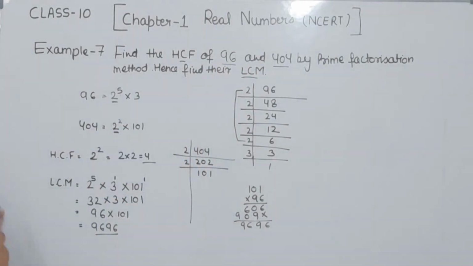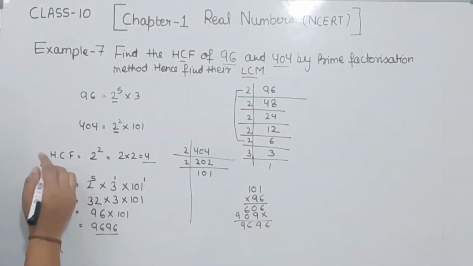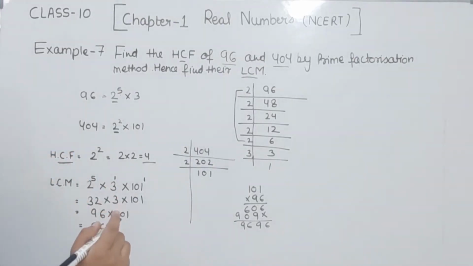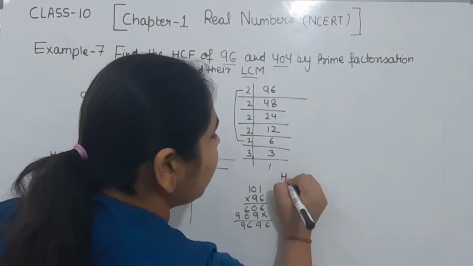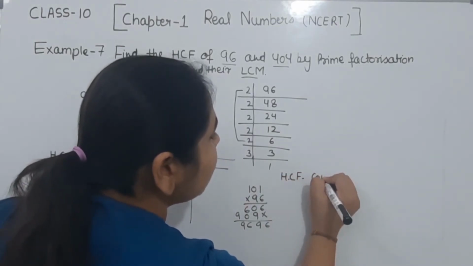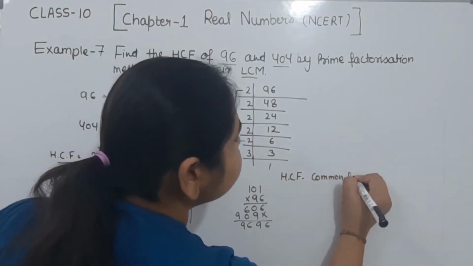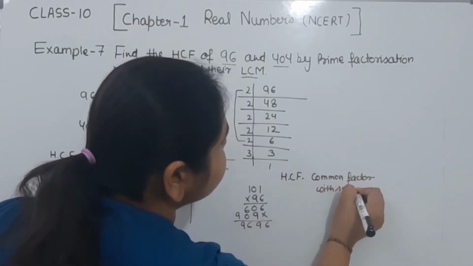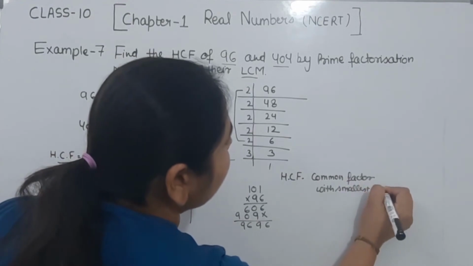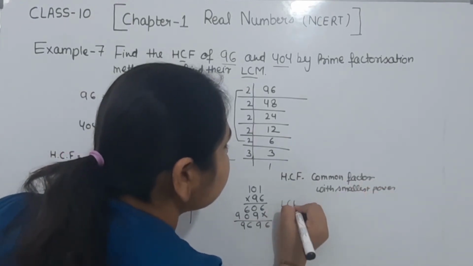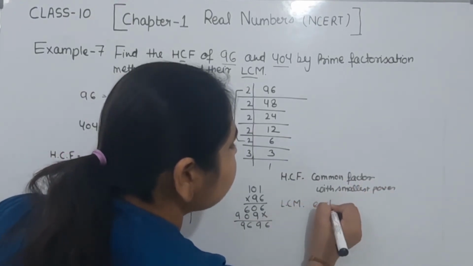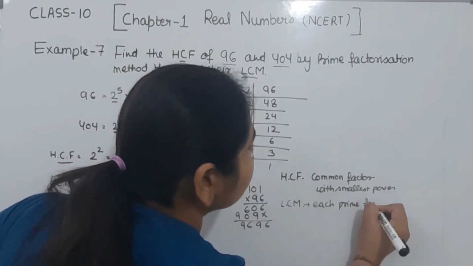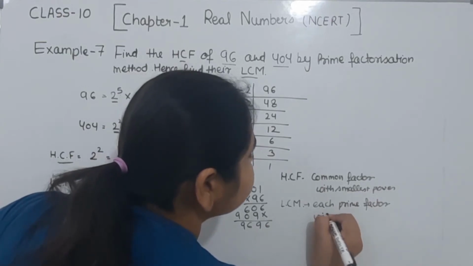We have found it. Now we have to understand this thing: for the HCF we should have the common factor and the smallest power. I'm going to write here, for the HCF we should have the common factor with the smallest power, and for the LCM we should have each prime factor with the greatest power.